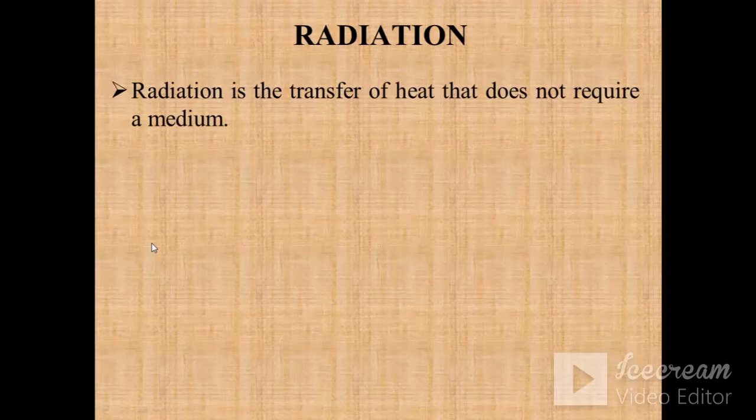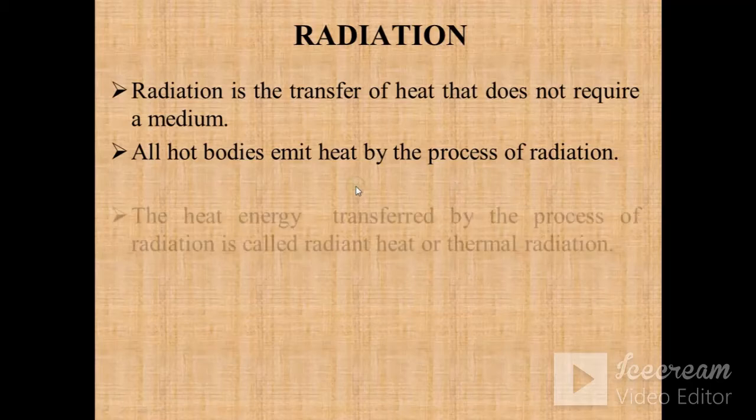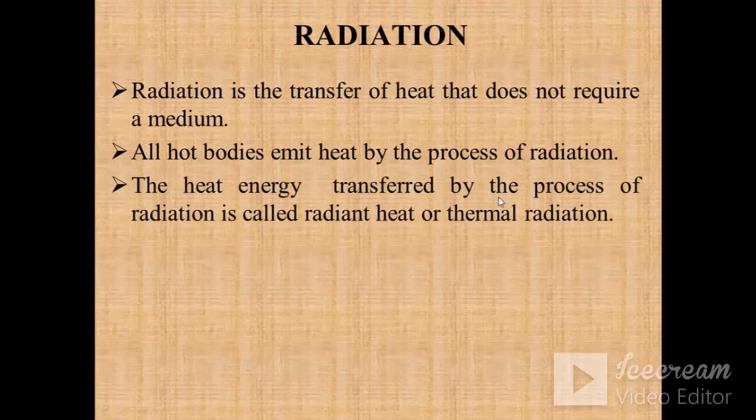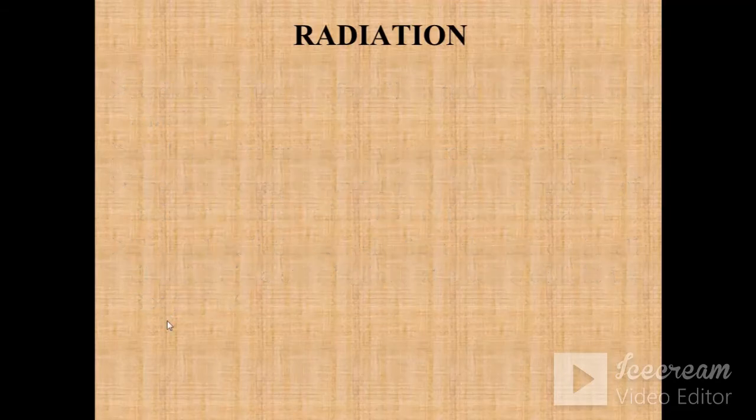Now there is one more mode of heat transfer that we call radiation. This mode of transfer does not require any medium. All hot bodies emit heat by the process of radiation. The heat energy that is transferred by radiation is called radiant heat or thermal radiation. Since thermal radiation does not require any medium, it travels from the source in all directions in a straight line at the speed of light, that is 3 × 10^8 meters per second.